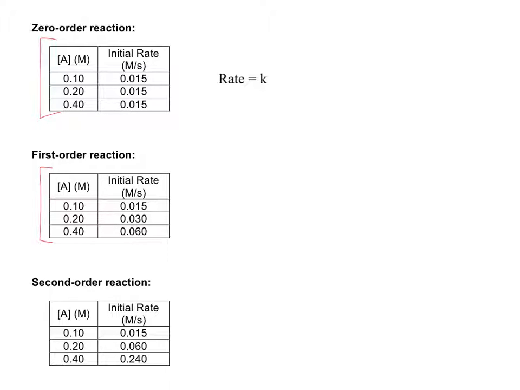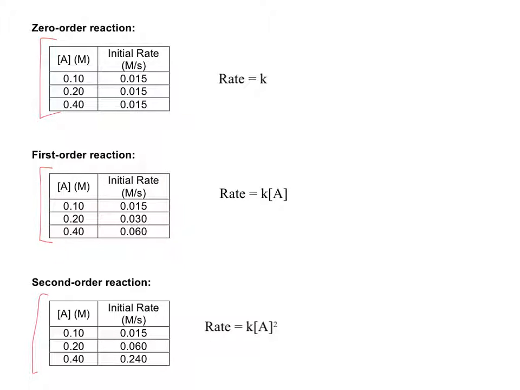For a first order reaction, the rate law is going to be the rate equals k, which is our rate constant, times the concentration of A to the first power, which is just the concentration of A. And then the last one we have here is the second order reaction, and the rate law for this one is going to be the rate is equal to k times the concentration of A squared. So you can see here, if we go from 0.1 to 0.2, we actually quadruple the rate. So that's not times 2, it's now times 4, because 2 squared is 4.